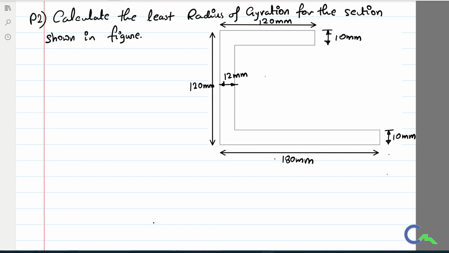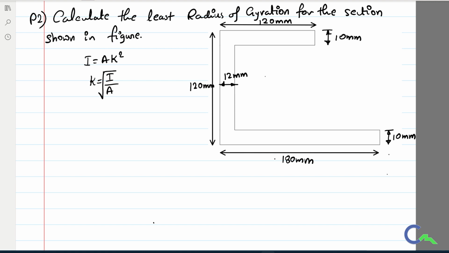So let us discuss the second problem. They ask, calculate the least radius of gyration for the section shown in the figure. Before starting with this particular problem, let us see what is least radius of gyration. Radius of gyration is given by I is equal to A into k square. So k is the radius of gyration. Therefore, k is equal to root of I divided by A.